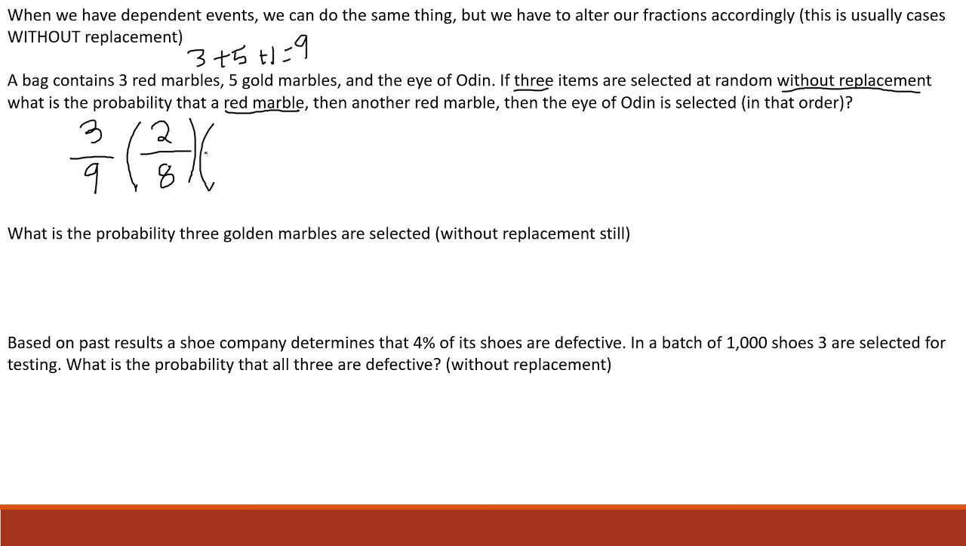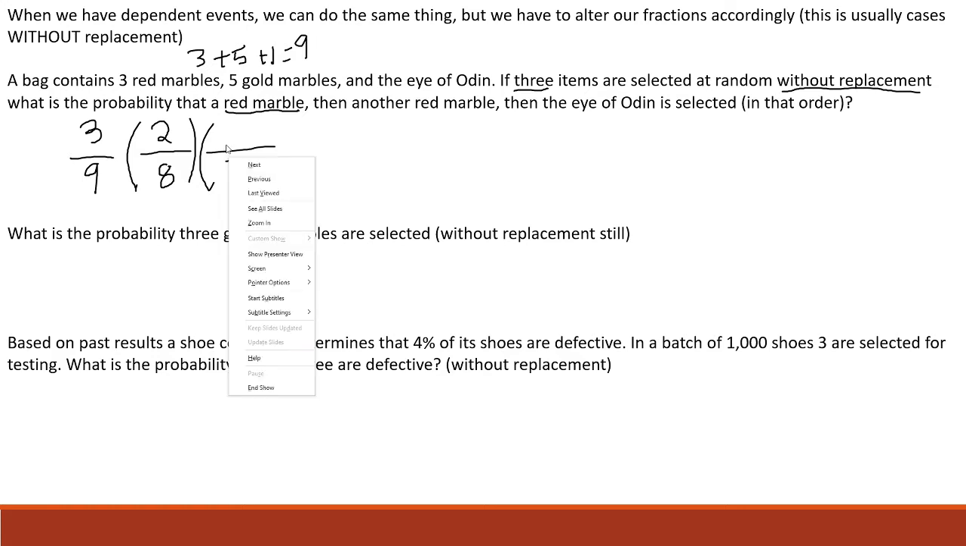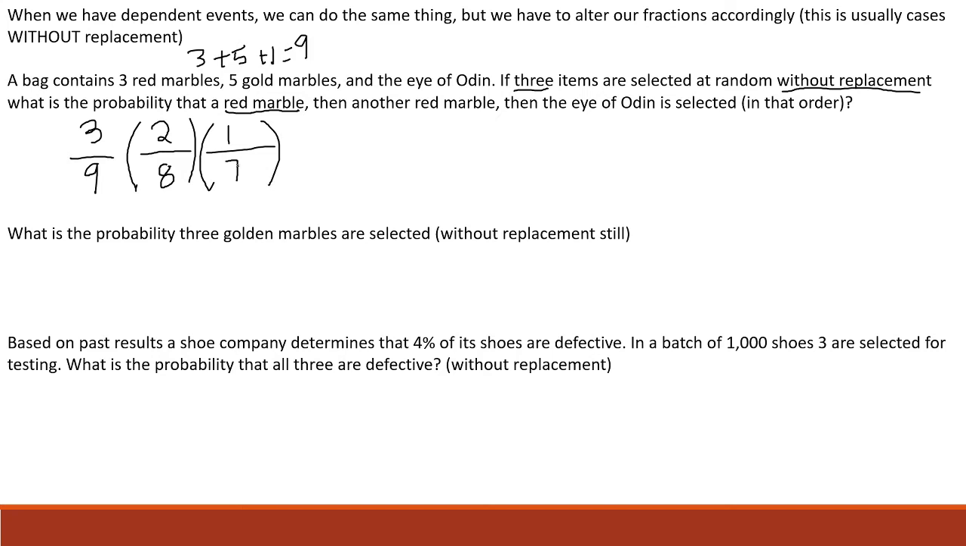And then for my next fraction, well, if I want to pull an eye, there's only 7 things left in the bag, right? There's 9 things here. Then I pulled out a marble, now there's 8. Then I pulled out a marble, now there's 7. And only one of them is the eye that I want. So that would be my next item.